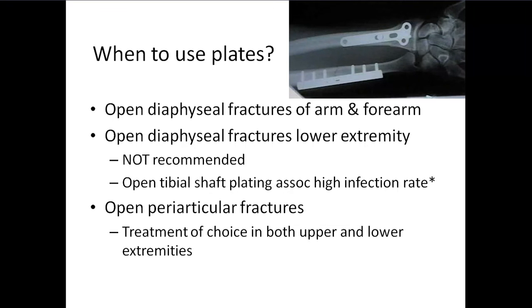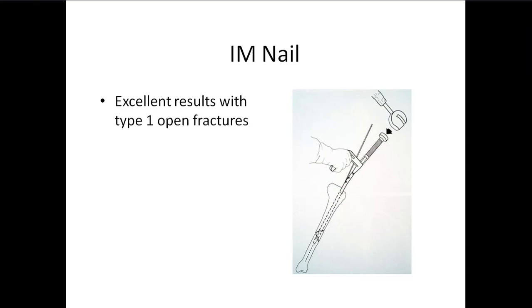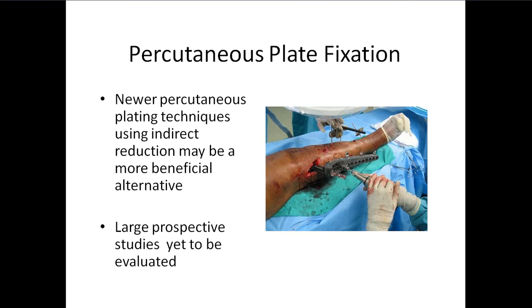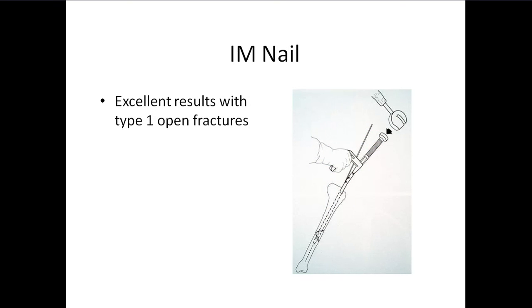So this is an example of plating in a type 1 fracture, Gustilo-Anderson type 1. This is also plating. This is nailing, intramedullary nailing. So this is the interlocking intramedullary nail, which in a type 1 fracture we can especially do immediately.